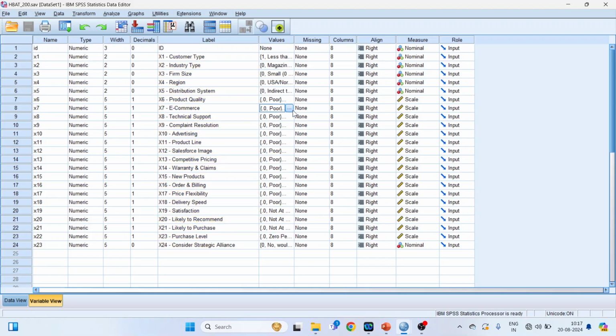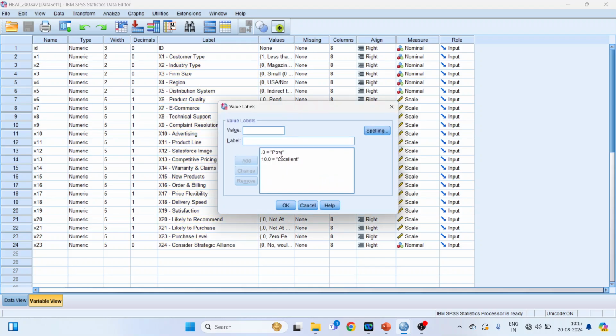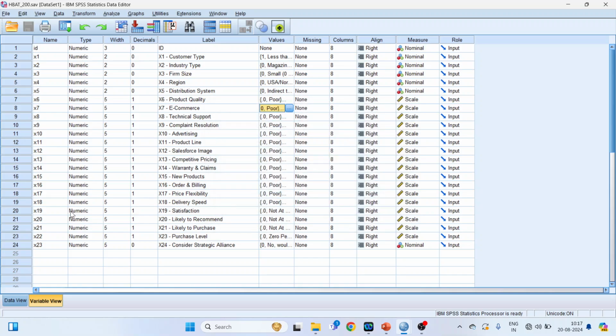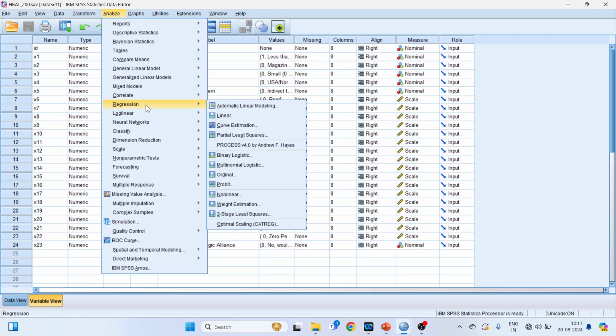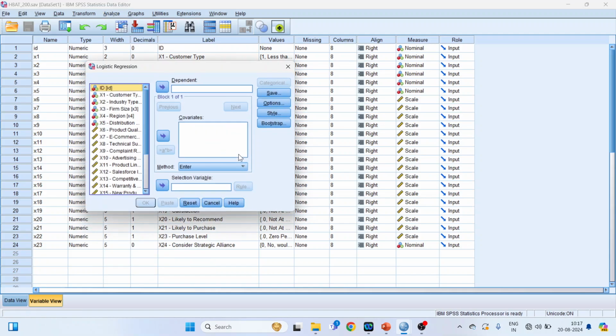And the perceptions have been measured on a scale of 0 to 10. 0 is poor, 10 is excellent. So we'll go to Analyze, Regression, Binary Logistic Regression. We will take the dependent variable, which is categorical, the binary outcome, yes or no. And we will select X6 to X18 as independents and transfer them here.